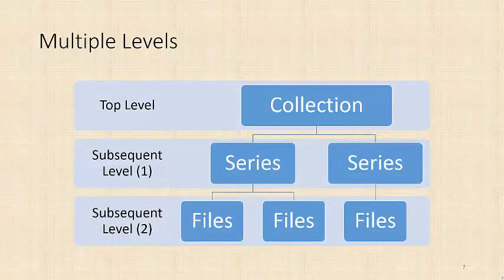Remember when we talked about the 5 different levels of arrangement? Well, not only can you arrange in 5 different levels, but the real purpose of arranging in those levels is so you can describe in those levels. DACS, which we'll talk about in a second, a content standard for archival description, talks about top-level description and subsequent level description. To make this clear, I wanted to show and discuss this graphic that you see before you.